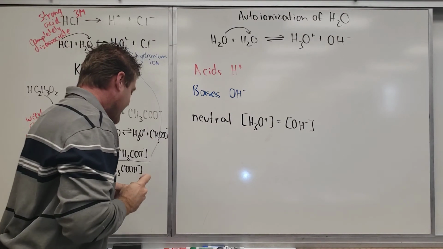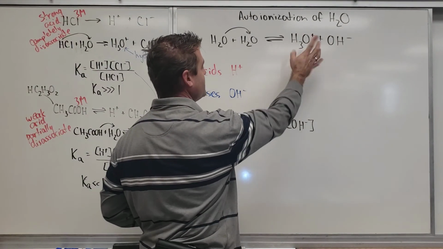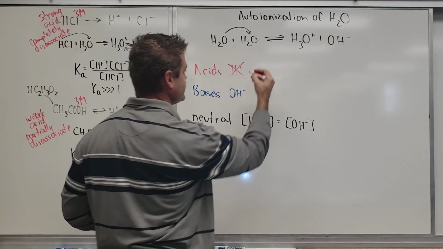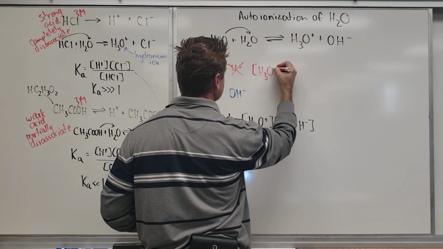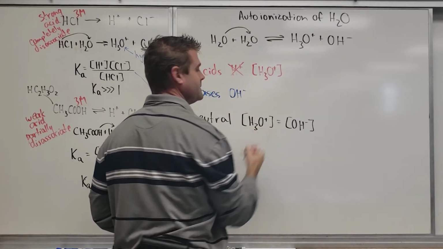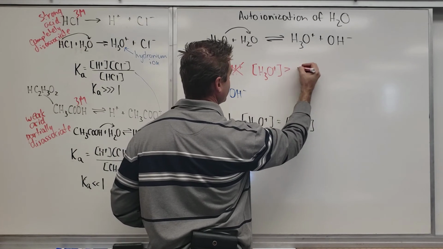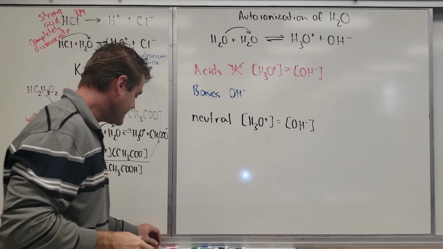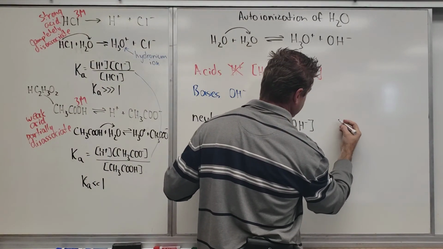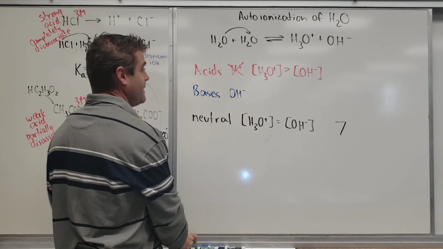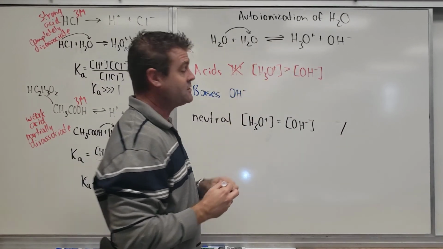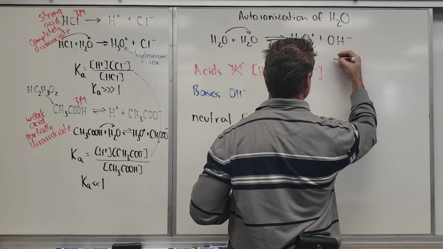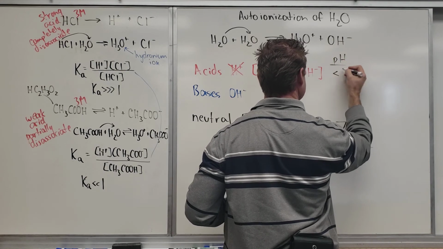So what makes an acid an acid? I'll use H3O plus this time. What makes an acid an acid is when the H3O plus concentration is greater than the hydroxide ion concentration. That's what makes an acid an acid. In the neutral situation, the pH would be 7. When the H3O plus concentration is greater than the hydroxide ion concentration, the pH is less than 7.